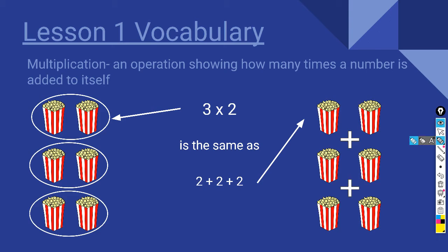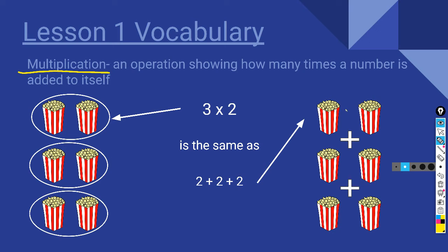Okay, here's another vocab word, multiplication. And many of you may think that you know what this is already. And if you are, amazing. I'm so happy that you've practiced multiplication. Multiplication is an operation showing how many times a number is added to itself. Okay, so over here we have 3 times 2. There's 3 groups, 1, 2, 3, and each group has 2 popcorn buckets in it. If we look over here on this side, we have 2 plus 2 plus 2. So we have 2 popcorns plus 2 popcorns plus 2 popcorns.